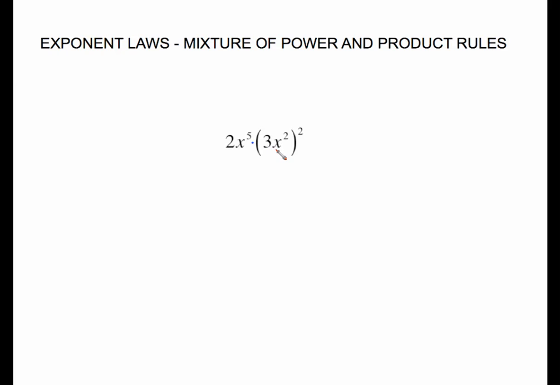Well, there's nothing to do inside there. So the next thing is to come out here and evaluate this exponent. This is our power rule. It has to be done first. So this 2 is going to have to be distributed through both of those into the parentheses, giving us this. It's going to have to be 3 to the second power.